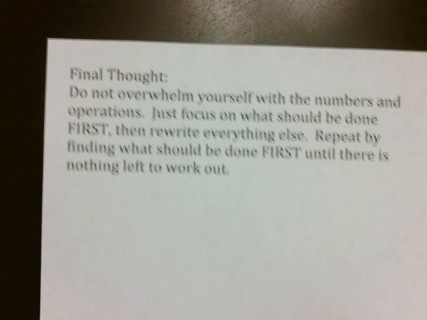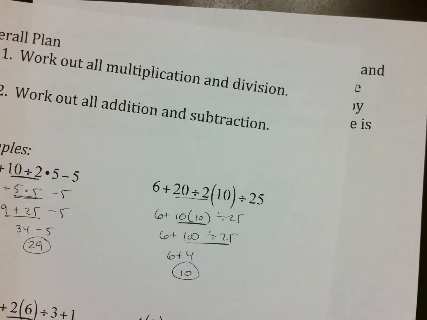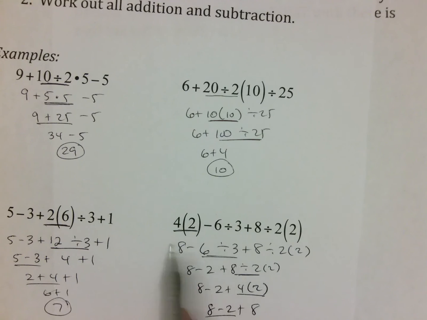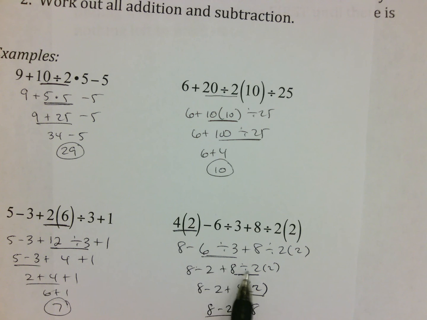In terms of your final thought, be careful not to overwhelm yourself with the numbers and operations. Just focus on what should be done first and rewrite. And then do it again based off of who's first and then rewrite. If you look at our problems, once I identified who was first and rewrote it, all I had to do was look and say who's first now and rewrite it, and then look again and say who's first now and rewrite it, and then just do that over and over.